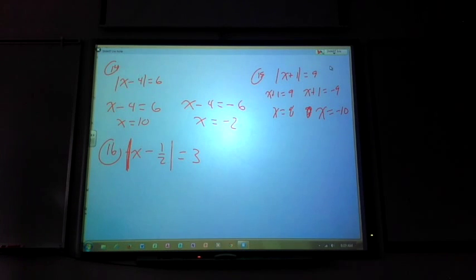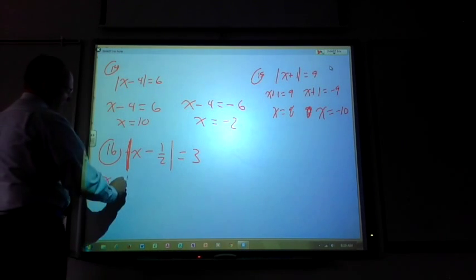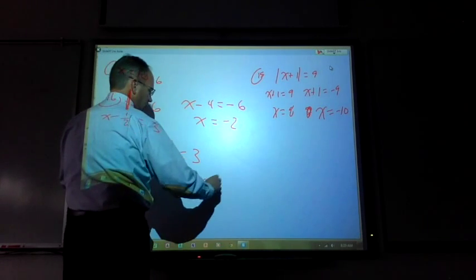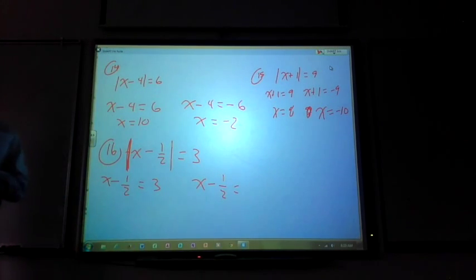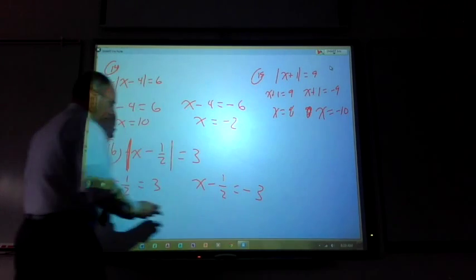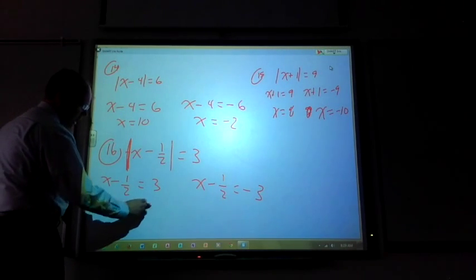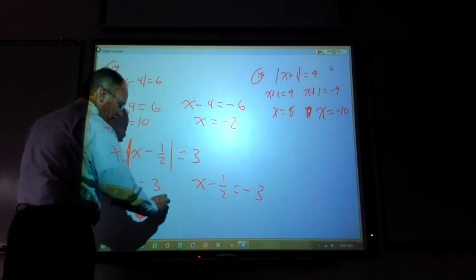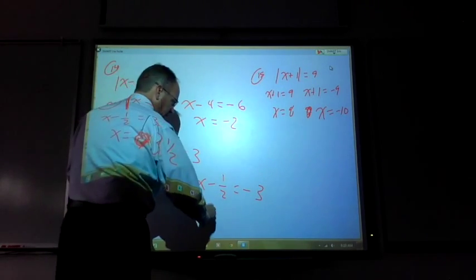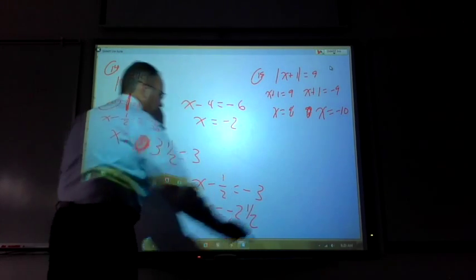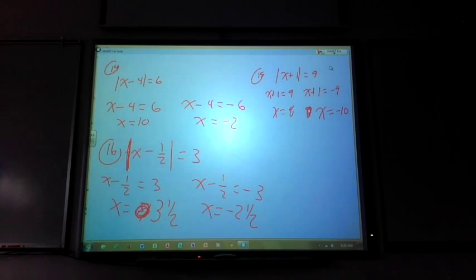How many problems are we going to make? Good. So x minus half is equal to 3. And x minus half is equal to what? Negative 3. So we're changing only one side. Okay, so if I add half, this gives me 3 1/2. And then if I subtract that, that gives me negative 2 1/2. And 3 1/2 minus half is 3. Absolute value of 3 is 3. That works. Negative 2 1/2 minus half is negative 3. What's the absolute value of negative 3? 3. So 3 equals 3. Both answers work. We all right so far?